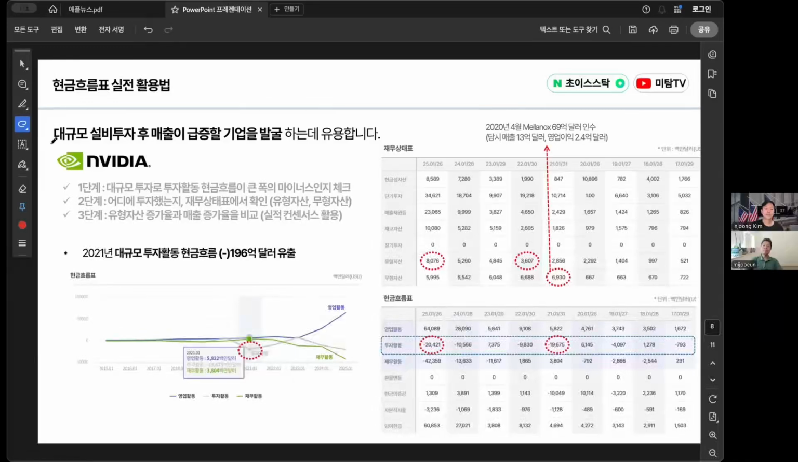Second, it's useful for identifying companies whose sales are expected to surge after making large-scale facility investments. Earlier, Microsoft would also fall into this category. Since Microsoft has almost doubled its investment, we need to take a closer look at the process of doubling their investment. NVIDIA and other companies making large-scale facility investments fall into this category.